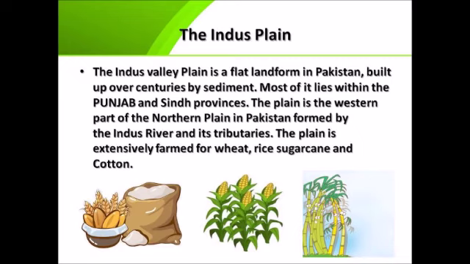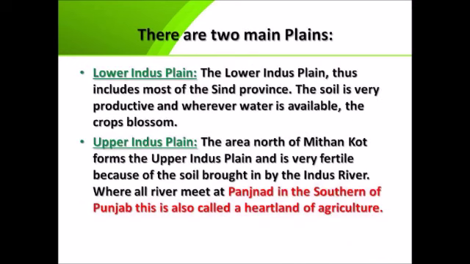The plain is the western part of the northern plain in Pakistan, formed by the Indus River and its tributaries. The plain is extensively farmed for wheat, rice, sugarcane and cotton. Dear students, in Pakistan there are two main plains, Lower Indus Plain and Upper Indus Plain. First one is Lower Indus Plain.